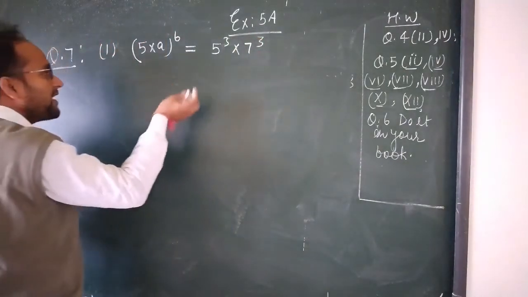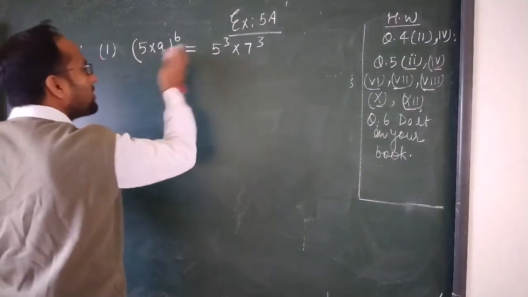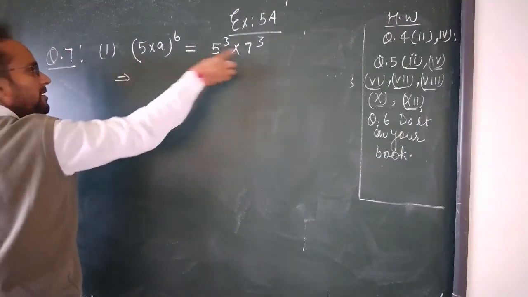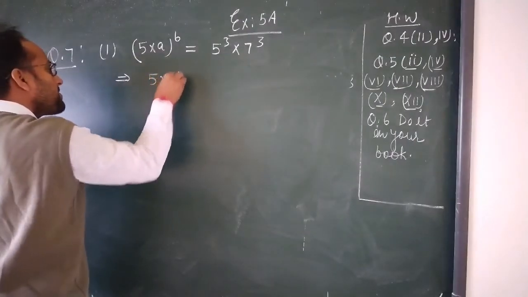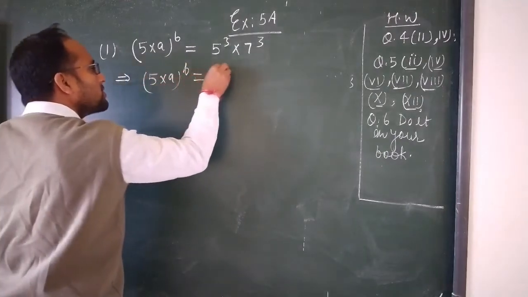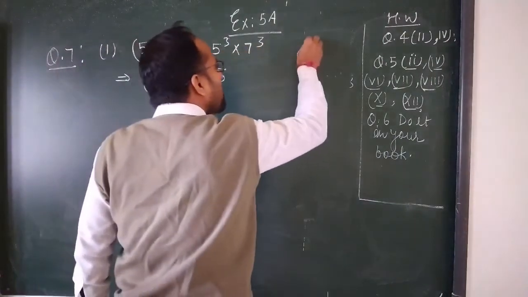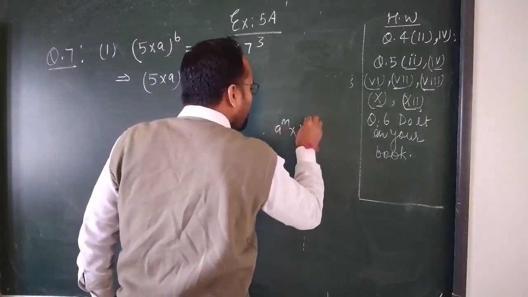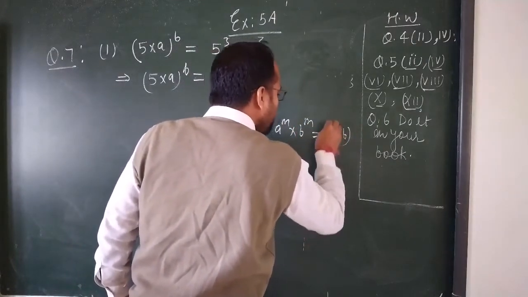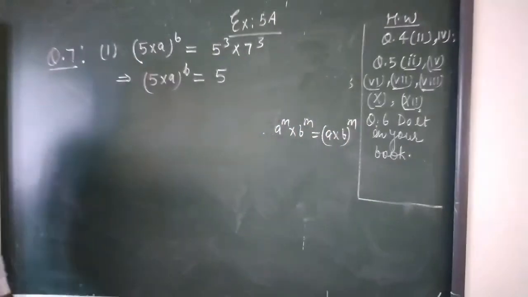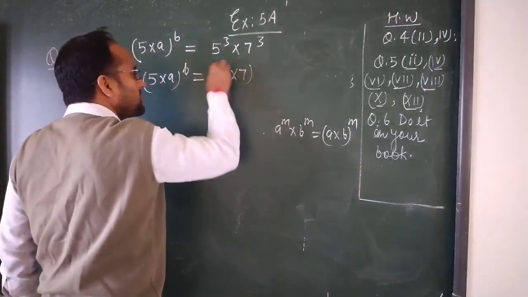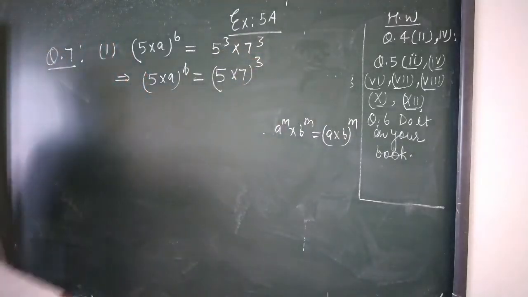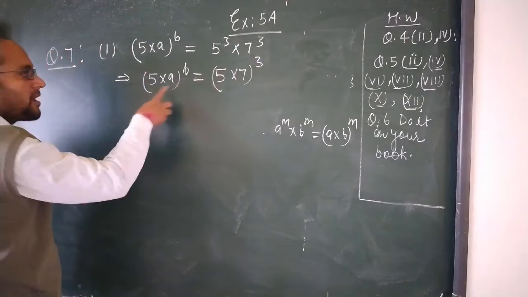See, this is very easy. If you want, you can compare and then you will get your answer. First, you make it the same base. 5 into A to the power B is equal to, because you know that A to the power m multiplied by B to the power m is equal to A into B to the power m, students. So the same process we will use here. Multiply the bases and write the power one time, and then you will compare the powers, and you will compare the bases also.